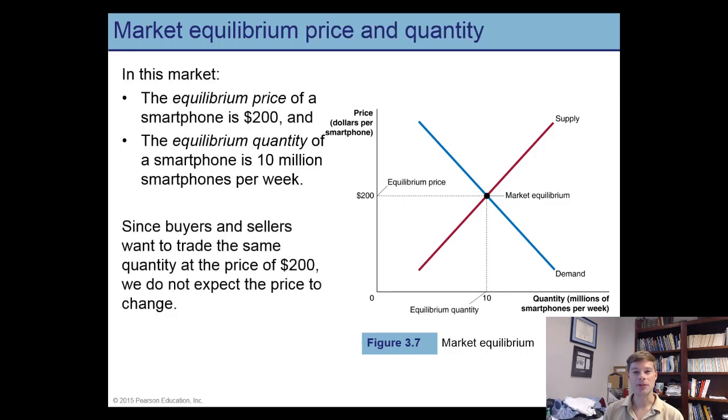In the example that we're viewing in the graph, the equilibrium price is $200. That's found on the graph's y-axis, and the equilibrium quantity is 10. That's 10 million smartphones per week. At any other price, the market is not at an equilibrium, and there will be pressure for the market price to change.